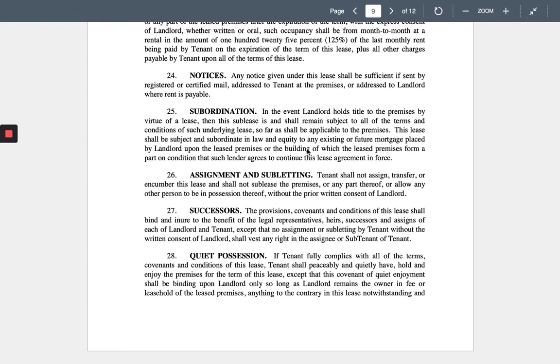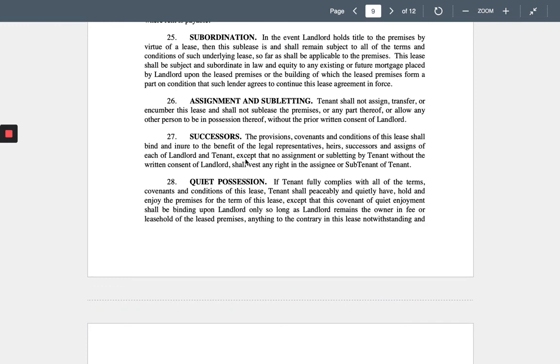Notices, subordination. In the event landlord holds title to the premises by virtue of a lease, then this sublease is and shall remain in effect to all the terms and conditions being underlined. It's not that important right now. Successors.